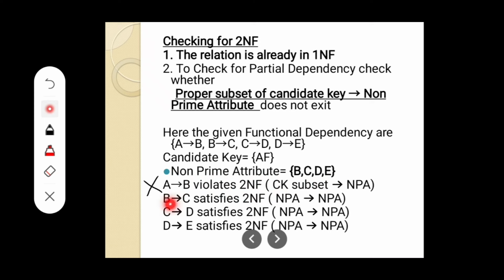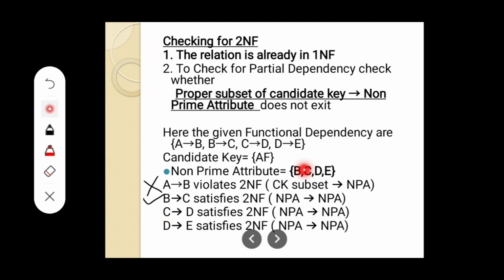Next, B determines C. What is B? B is a non-prime attribute. What is C? C is also a non-prime attribute. Okay, so non-prime attribute determines non-prime attribute. It is okay. This satisfies what? 2NF condition. Non-prime attribute determines non-prime attribute satisfies 2NF. Clear? Next, C determines D.